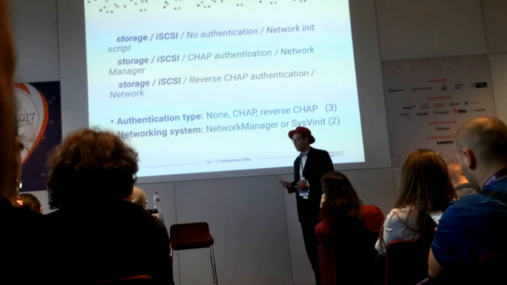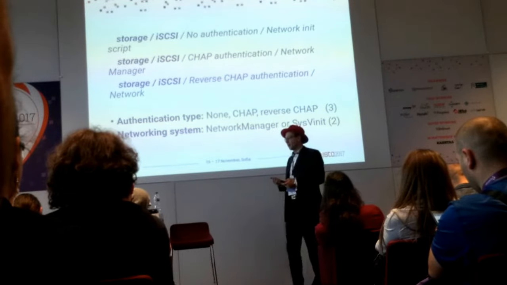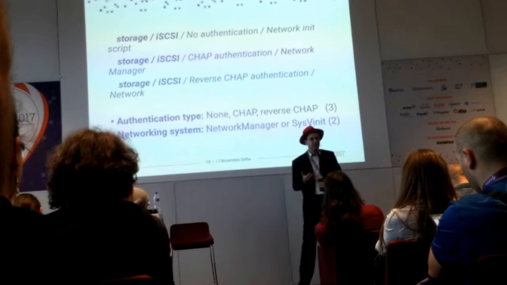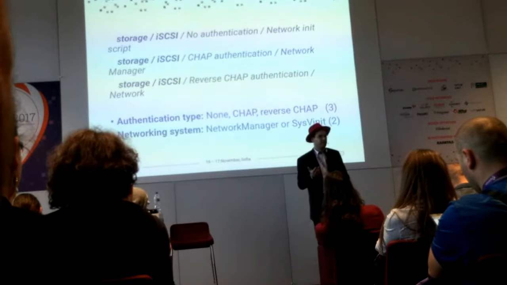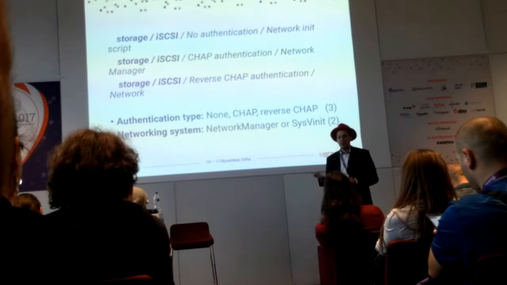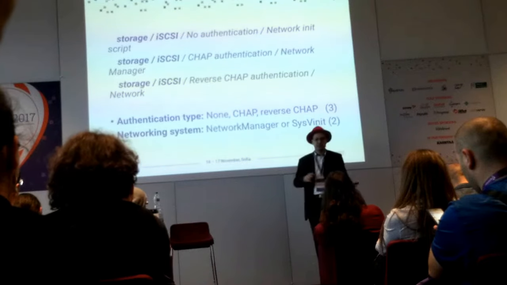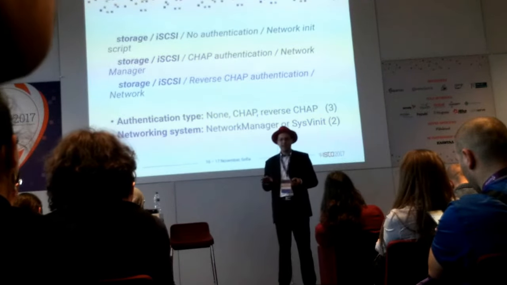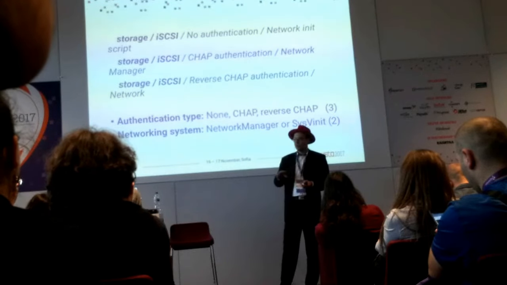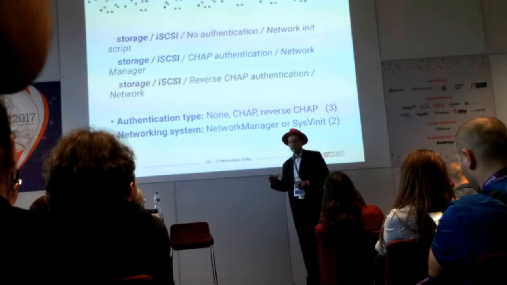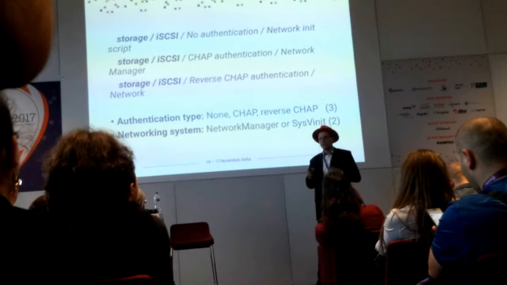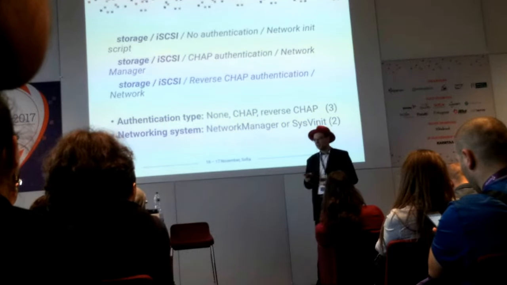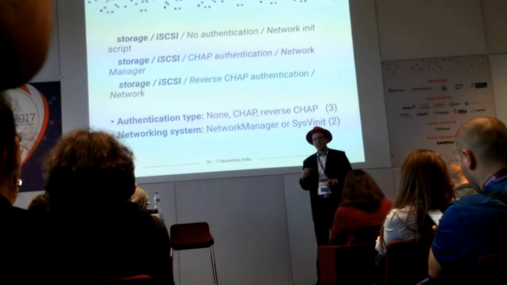The iSCSI protocol itself has a few types of authentication. The ones we care about are only three. We have no authentication, a simple one-way authentication through the name and password, or two-way authentication between the client and the server machines. And then we have a networking layer on Linux, which is not part of the iSCSI protocol. It's not part of the installation program. This is part of the operating system, but the network layer is managing the iSCSI connections.